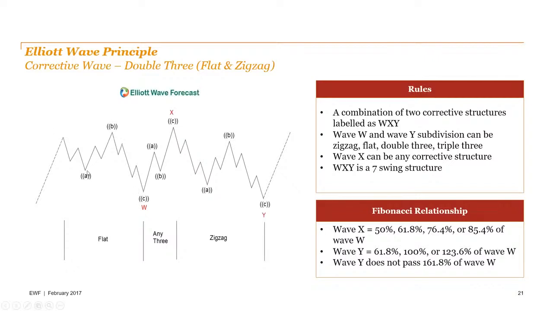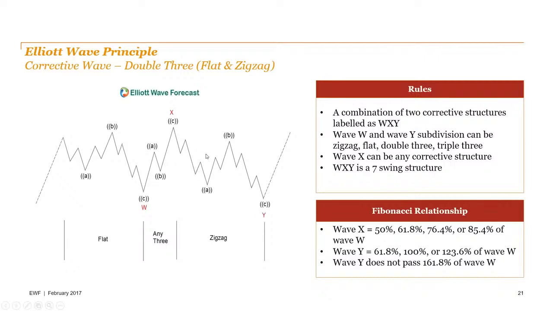What is this structure here, guys? This is a flat, right? You have 3, 3, 5, sideways, expanded flat. On the right side, what do we have? We have 5, 3, 5. So we have a zigzag ABC.